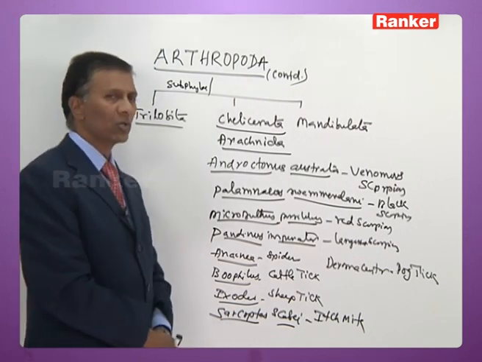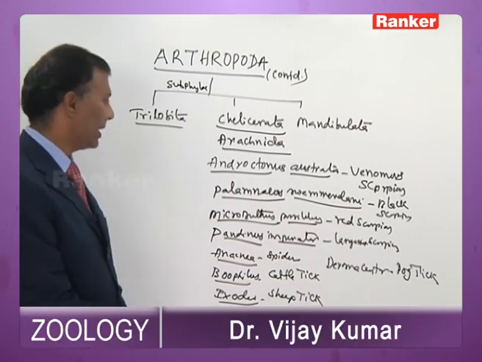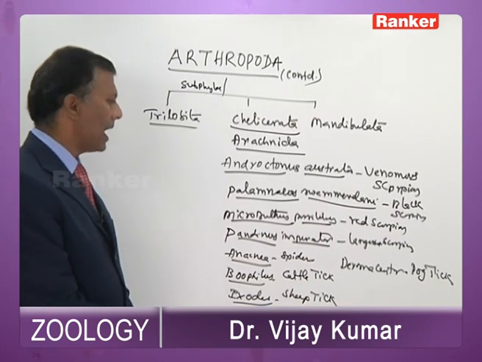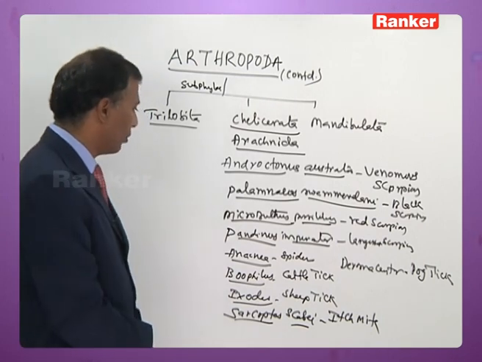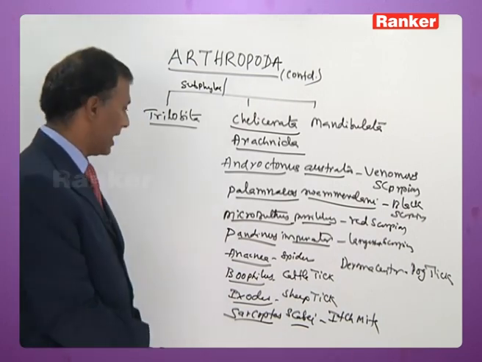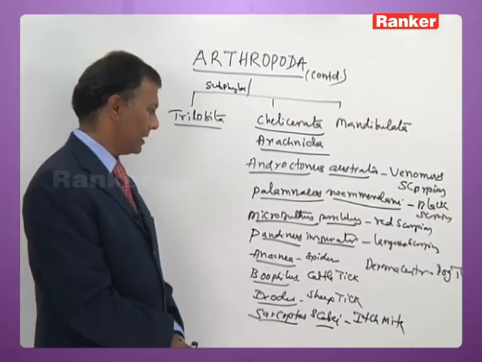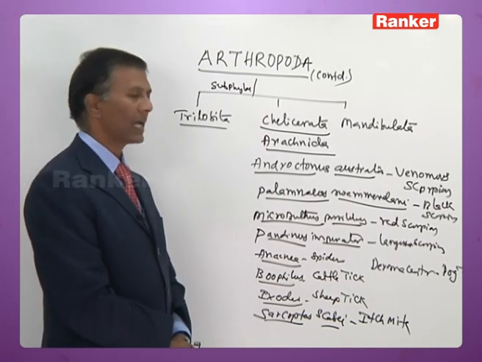Androctonus australis, the most venomous scorpion in the world. Palamnaeus swammerdami, black scorpion. Mesobuthus fusilis, red scorpion. Araneus, spider. Dermacentor, dog tick. Boophilus, cattle tick. Ixodes, sheep tick. Sarcoptes scabiei is the itch mite. These are the most important examples for class Arachnida.